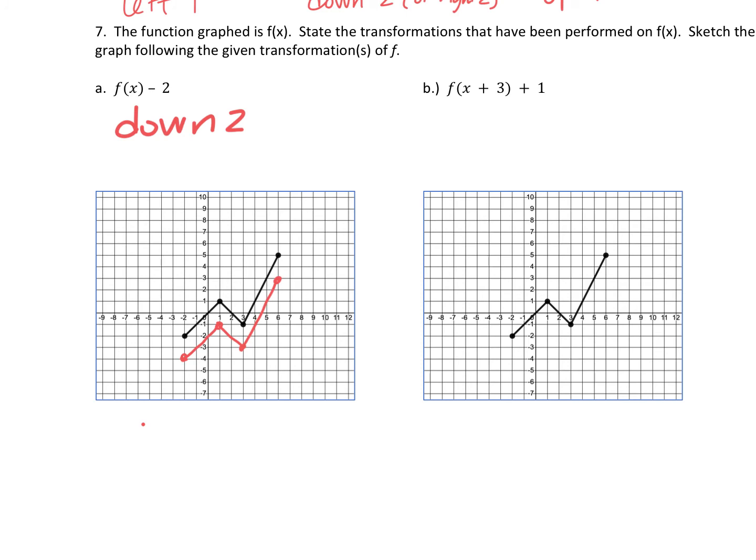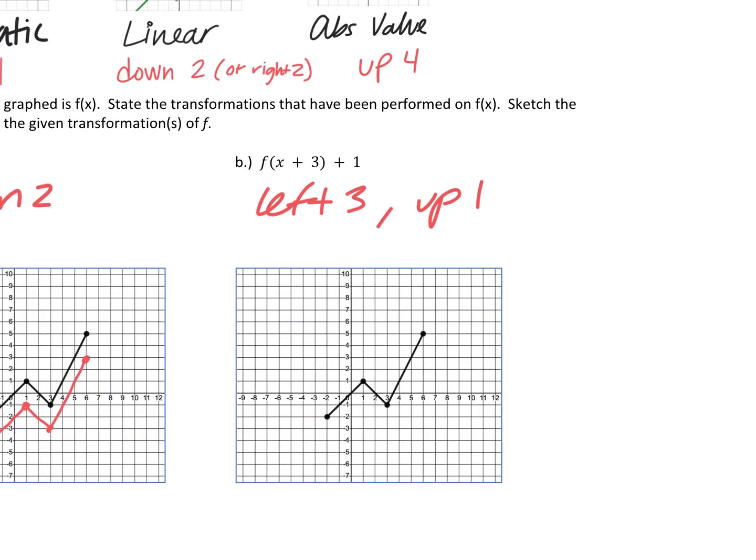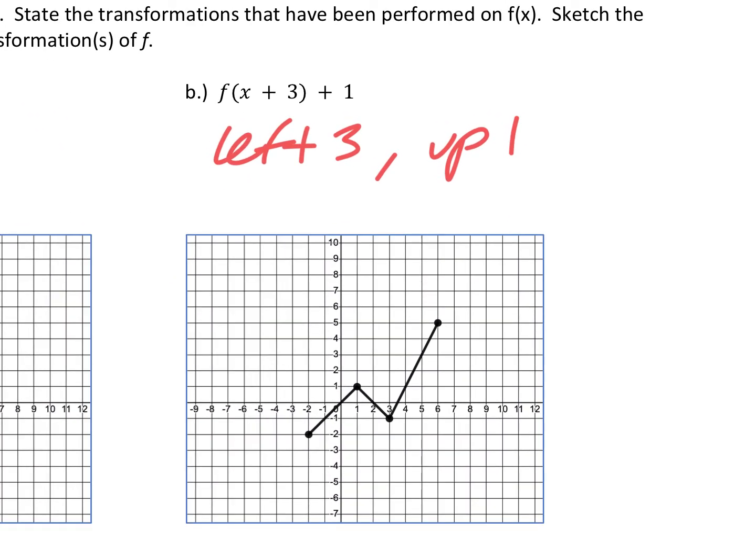Can you please talk with your table? How do you move the next one? And then you can move each point. 3, up, 1. Does that look right?